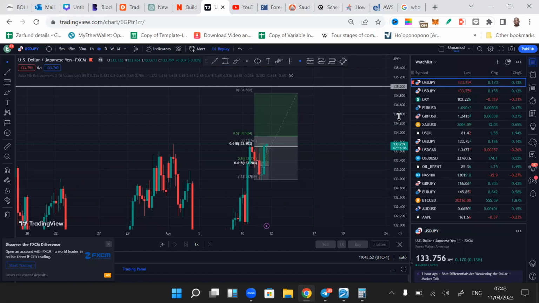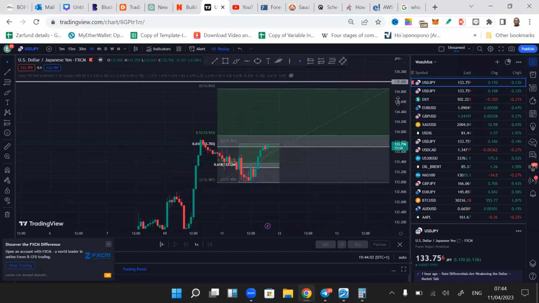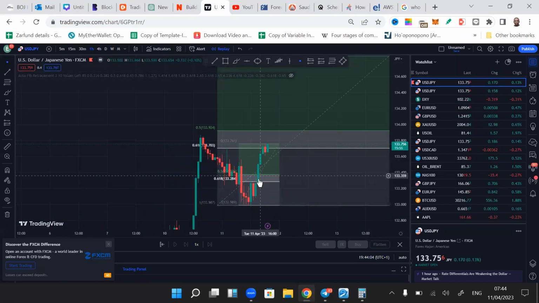I just missed this trade that is running now, but I don't really bother about it because it hasn't come to my entry. So because it hasn't come to my entry, I'm not really going to be bothered. This is my entry right here. For my entry, this is where I'm expecting to buy from.